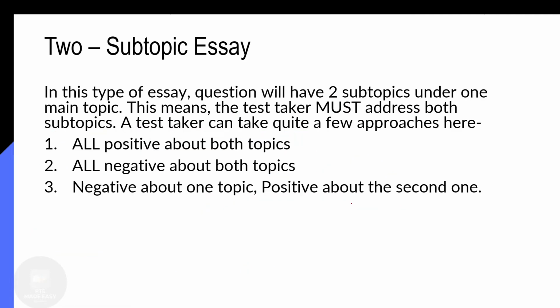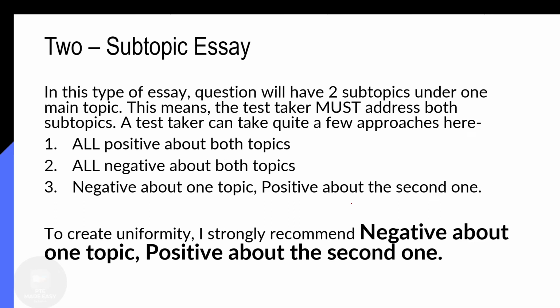Two subtopic essays are the essays where you have two different subjects under one main subject, right? Here you can write about all positive, like positive about one subject in one paragraph and positive about another subject in another paragraph. We can do the other one, but we have already decided that we will do negative about one topic in one paragraph, and in another paragraph we will do positive about the other topic. Now you have to keep this in mind, that you will always have to write about both of the sides, that is, both of the topics.